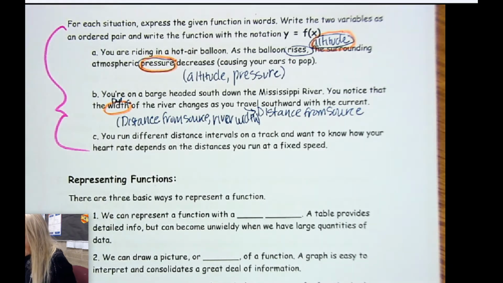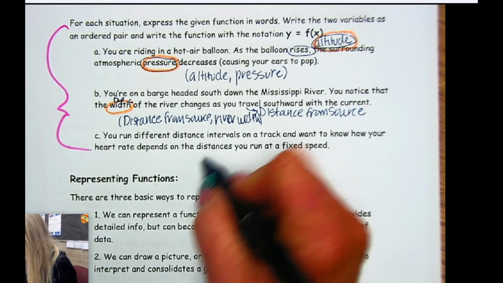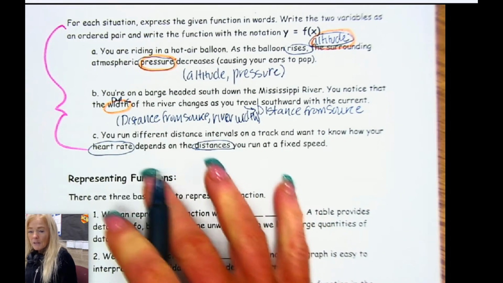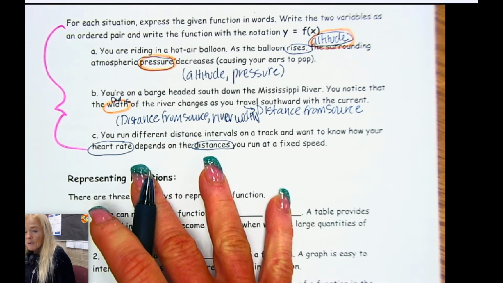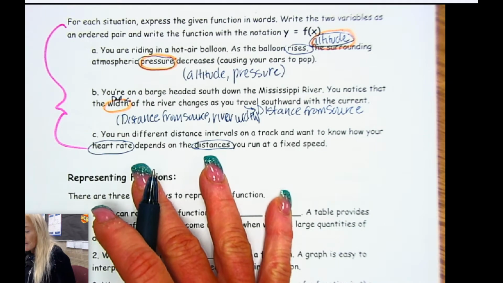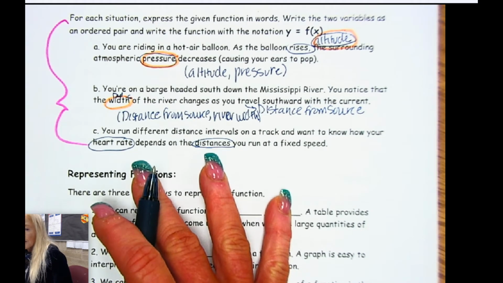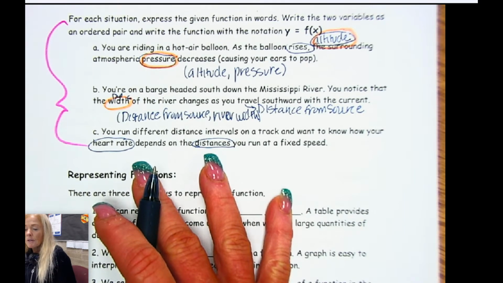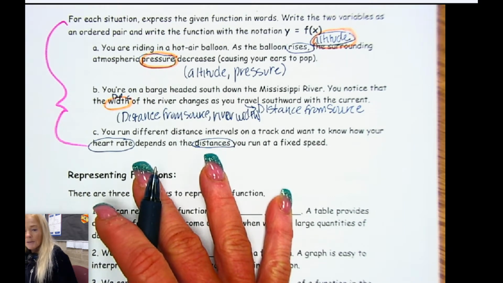All right, last one. You run different distance intervals on a track, and you want to know how your heart rate depends on the distances you run at a fixed speed. So we have distance and we have heart rate. All right, so distances at a fixed speed. So you're running 8-minute miles, and you run that for a mile, and then you look at your heart rate, and then you run an 8-minute mile for 10 miles and look at your heart rate.